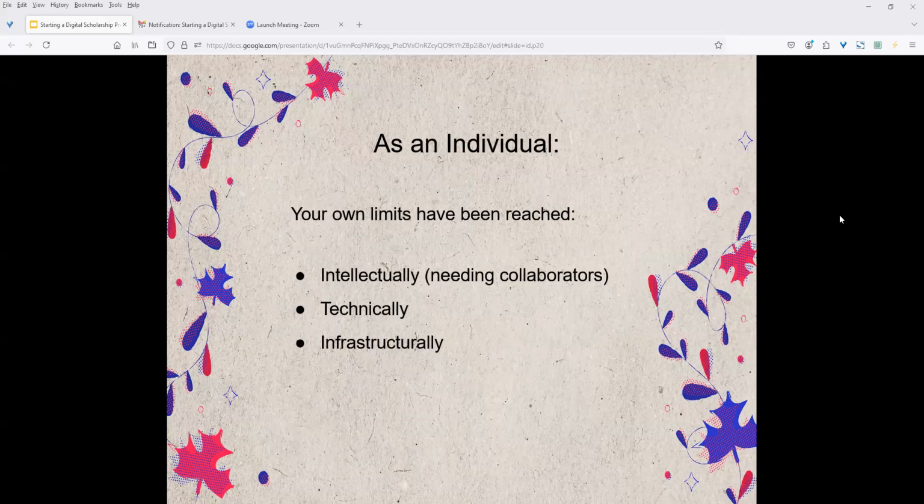As an individual, your own limits have been reached. Intellectually, you may have a limitation whereby you will need to bring in collaborators who have different perspectives. You may be limited technically and require a person or persons with a particular set of skills. Last, you may not have the infrastructure, say the money, the institution, management, preservation platform, all that sort of stuff. That you feel, oh gee, at this point, I'm going to need a team.